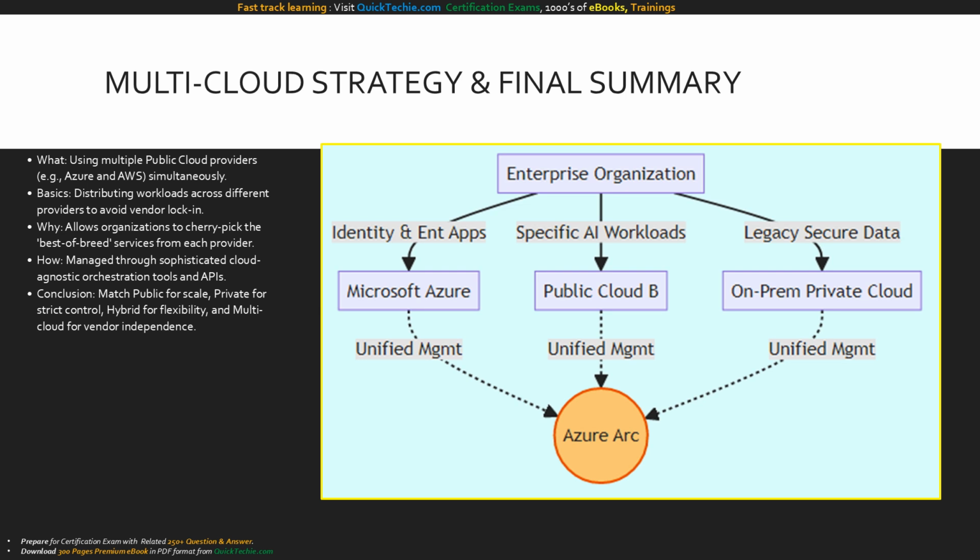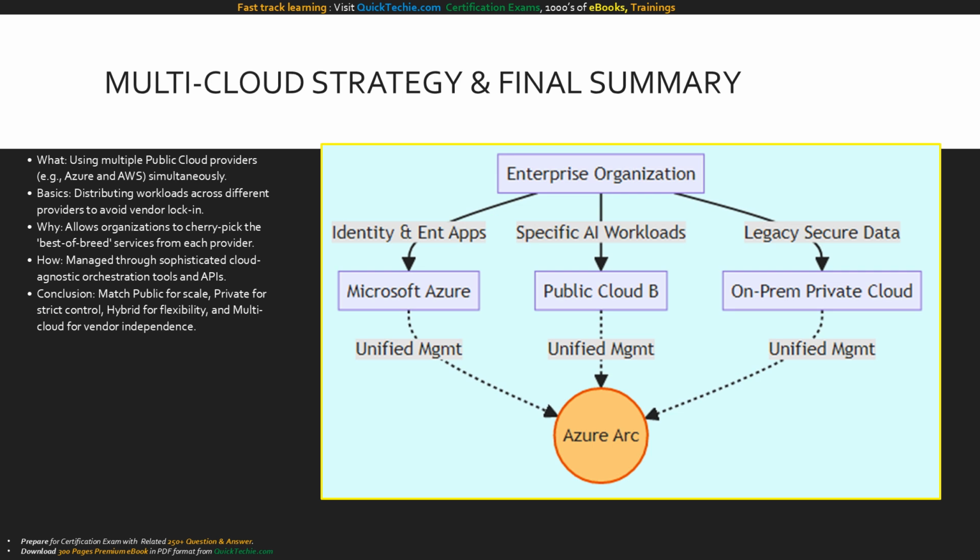In conclusion, remember your core use cases. Use public cloud for unmatched elasticity and scale. Use private cloud for absolute isolation and regulatory control. Use hybrid cloud for dynamic flexibility and cloud bursting. And consider multi-cloud to maintain vendor independence and access specialized services.